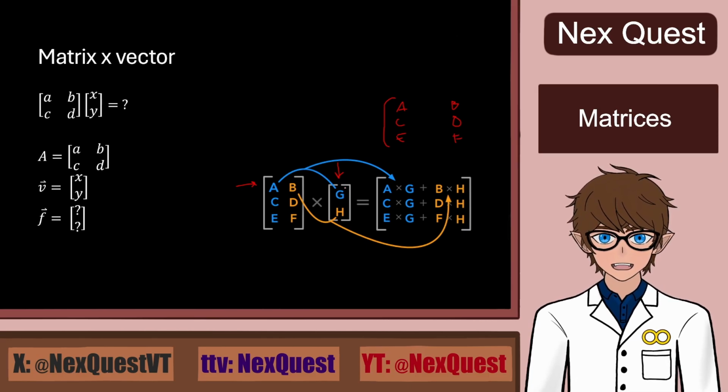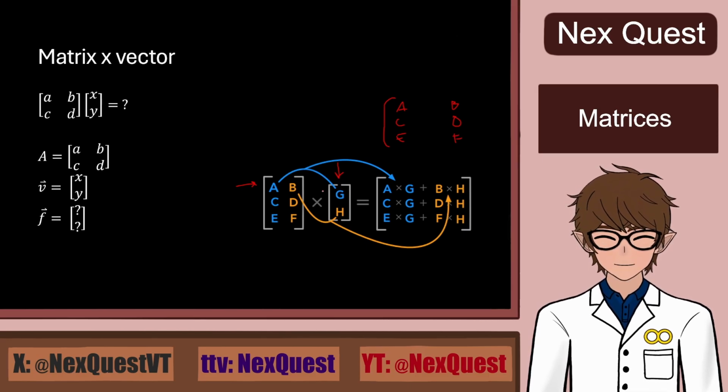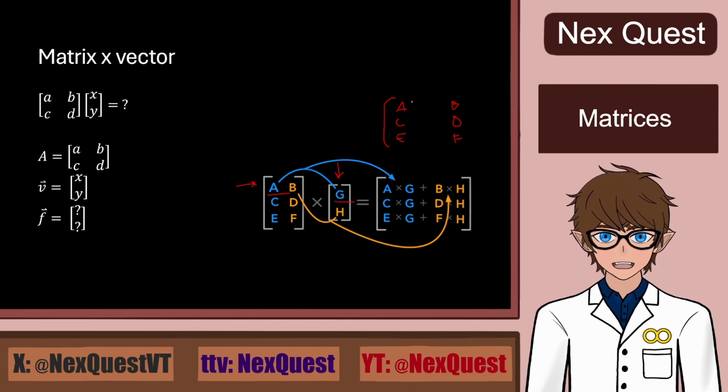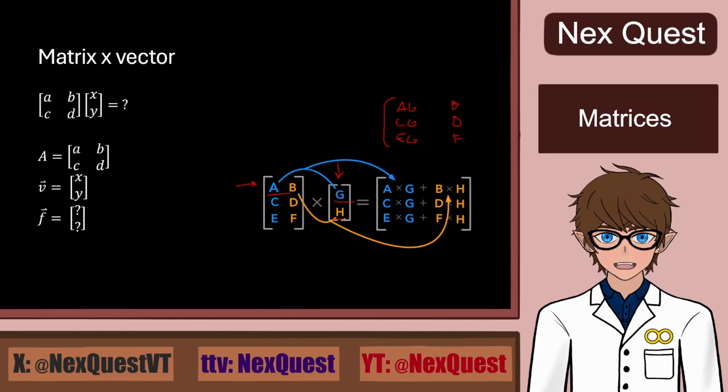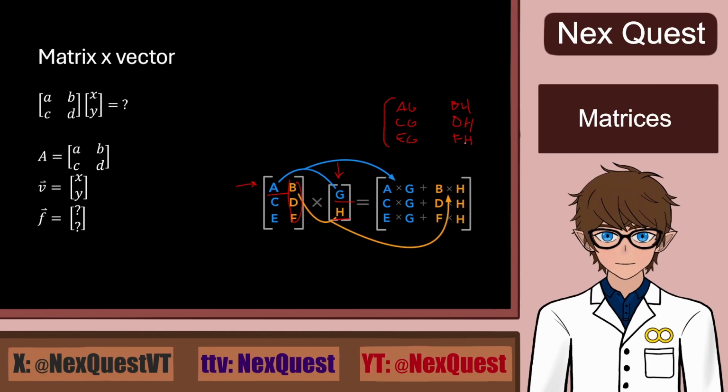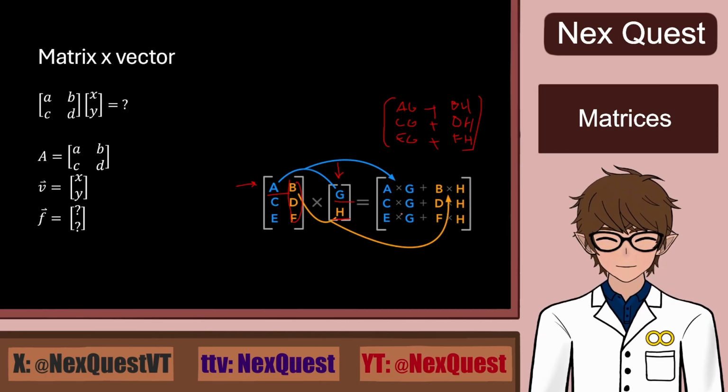And now, since this one gets multiplied to the first element, we're just going to have AG, CG, EG, and then these are the second elements, so this is BH, DH, FH. And now we just add these together and we get the result.